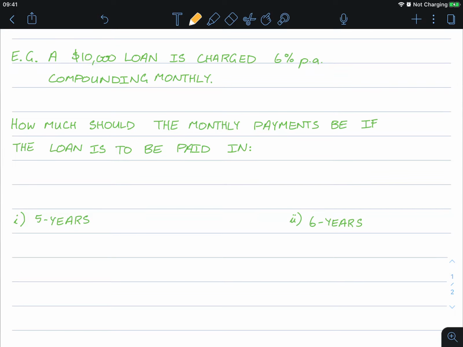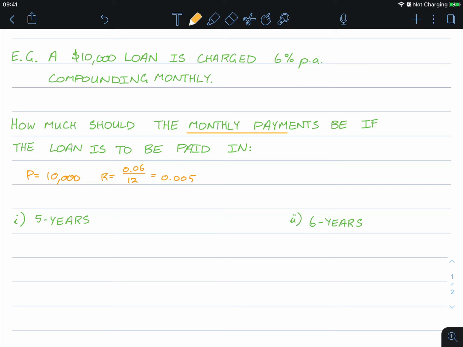Before we begin, we should always summarize all the key values that we need. For this, we need our principal, which is 10,000. The rate is going to be 0.06. It's 6% per annum, but because it's compounding monthly, we need to divide this by 12. So this will give us 0.005.